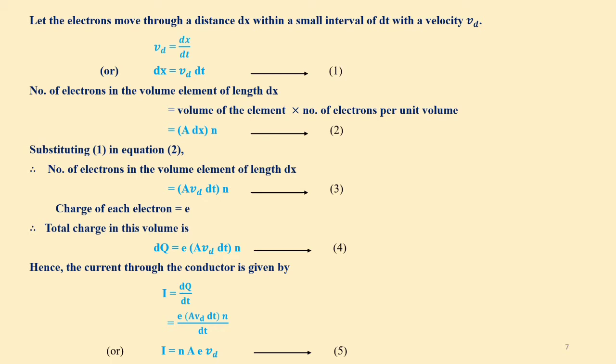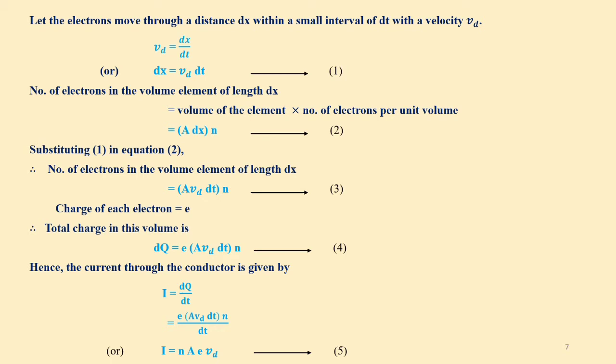Now, the charge of each electron is small e. Therefore, the total charge in this volume must be equal to dq equal to the charge of one electron into the total volume. Therefore, dq equal to small e multiplied by A into Vd into dt into n. This is equation 4. So, this quantity of charge is flowing for a time dt.